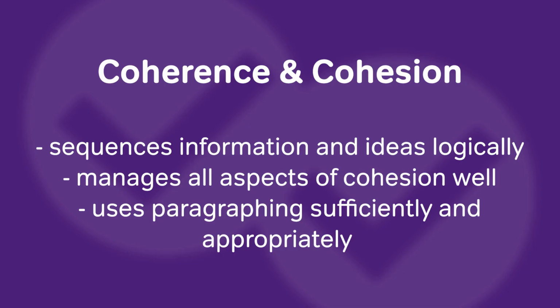Okay, so specifically for Band 8, they're looking for this in this category. They want to see that you sequence information and ideas logically. They want to see that you're managing all aspects of cohesion well. What do they mean by that? Well, we're talking about things like using pronouns, right? You say a person's name or something in one sentence, and in the next sentence you accurately use a pronoun to describe that thing that you just discussed. That's something that brings cohesion to your writing. It pulls the sentences together because those ideas are related to one another in a very logical way.